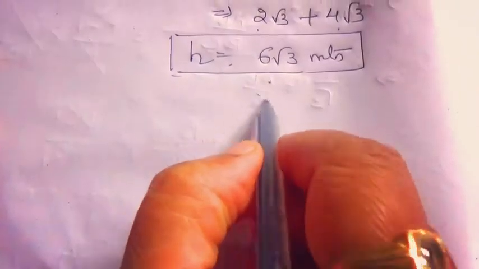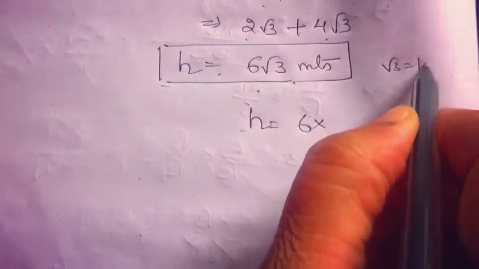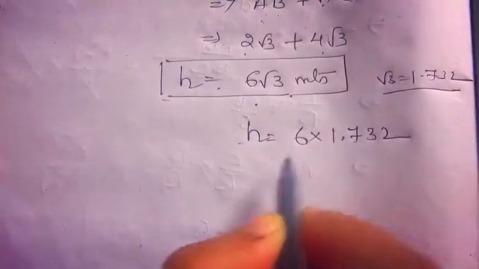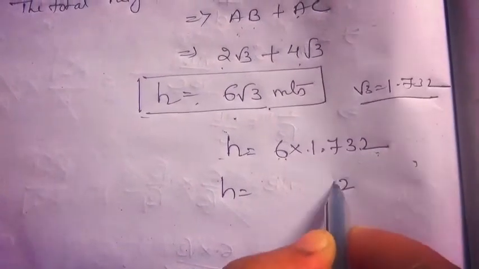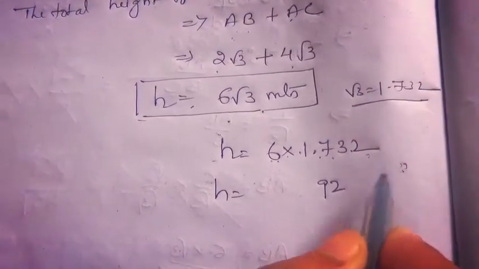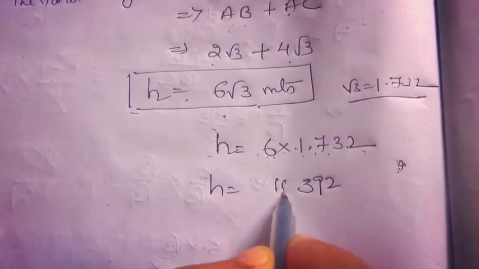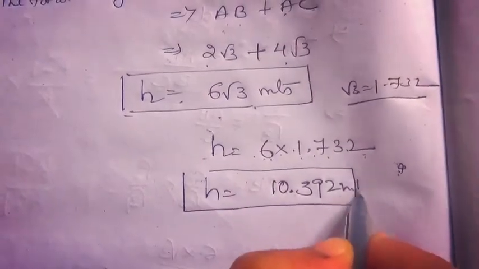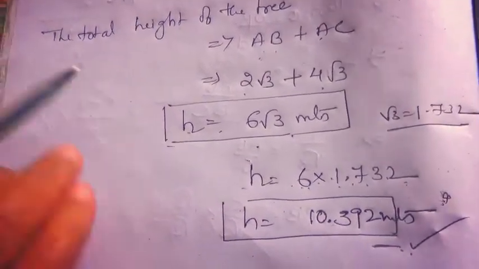So for that I am giving you a suggestion: h is equal to 6 into root 3, and the value of root 3 is 1.732. Multiplying this, you will get 10.392 meters. That is the exact value. Otherwise you can just leave it up to here, it is enough.